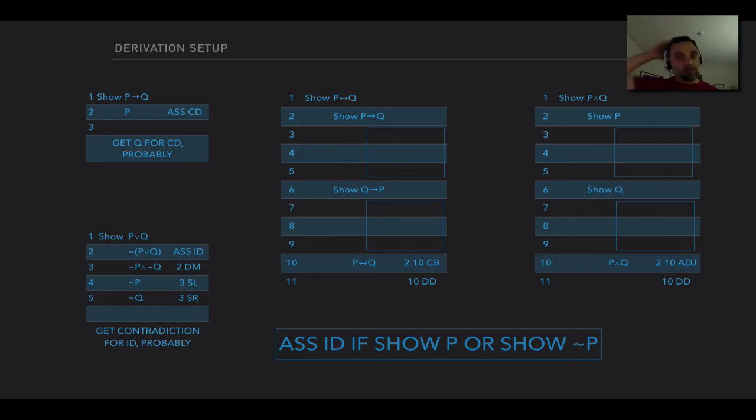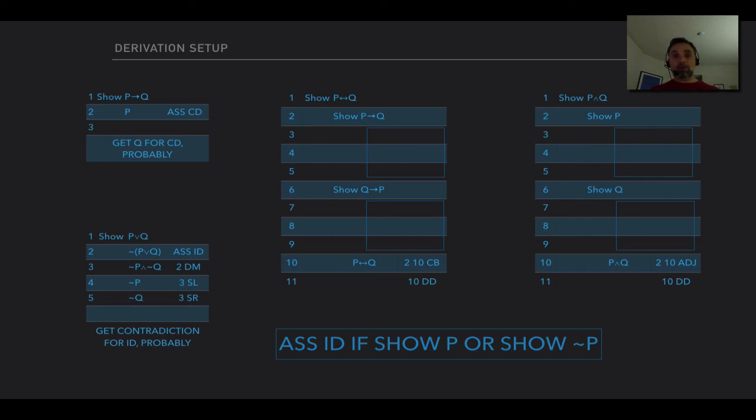And then in the bottom left, we have this new strategy we just learned about for disjunctions, where you make this indirect assumption of the negation of P or Q. You apply De Morgan's to move the negations in, and then you split up the conjunction with the simplifications, and then you try to get a contradiction. And if you're trying to show P or you're trying to show a negation, then you would make an indirect assumption. So there are our basic derivation strategies.